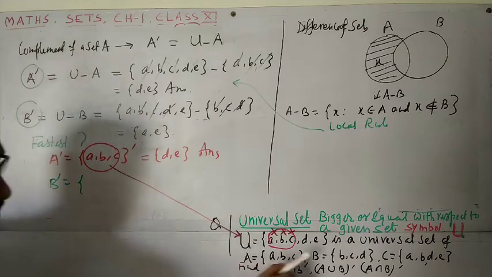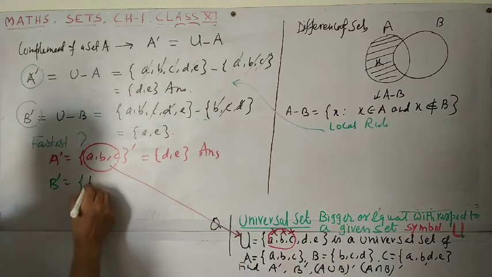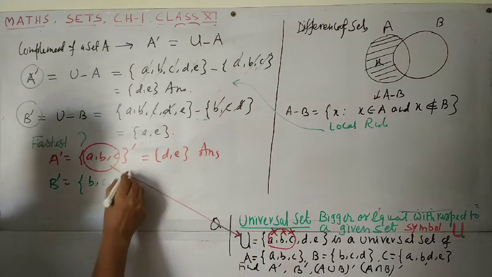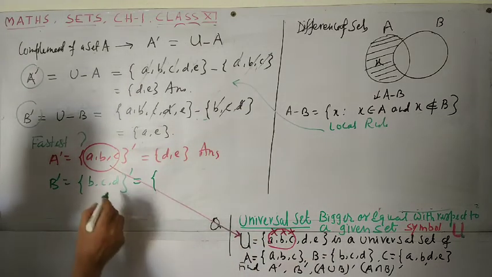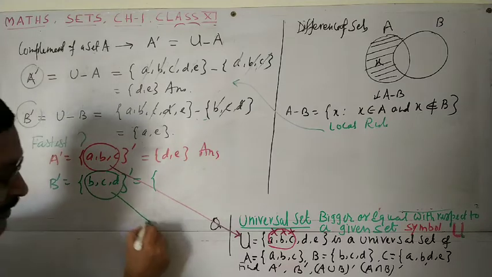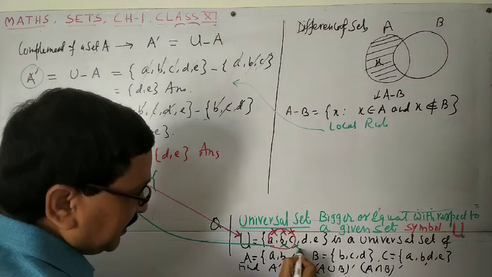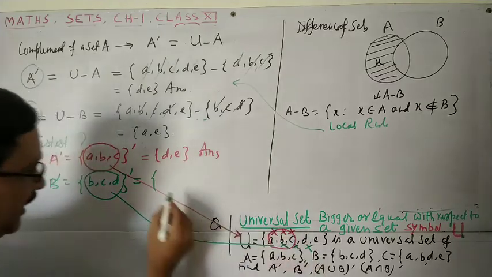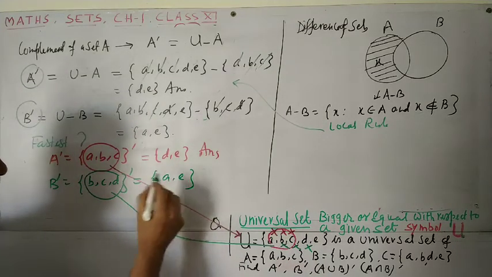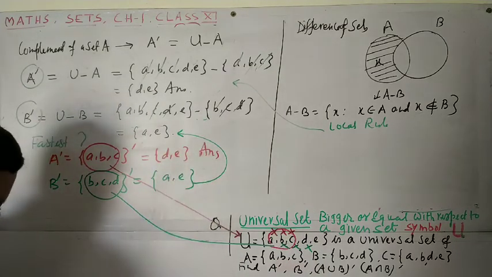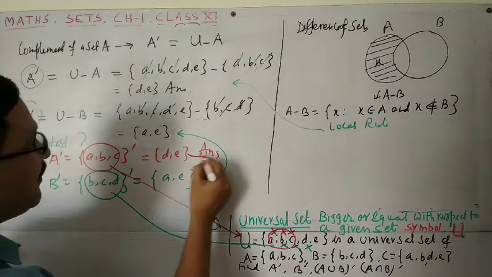write the value of B. B is BCD complement. Now go to the universal set and cut BCD. Cut BCD and you will be left with A and E. So A and E. And just see, this answer is equivalent to this. And similarly, this answer is equivalent to this.